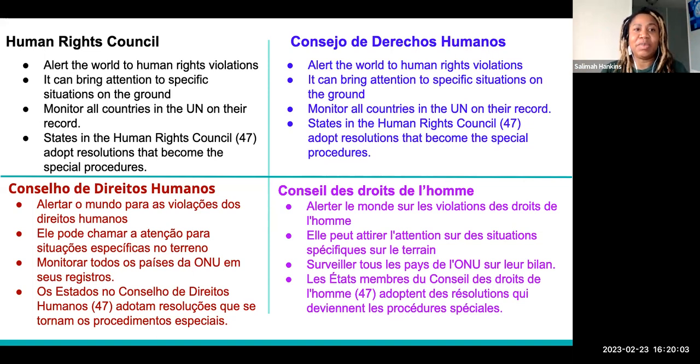It can alert the world to human rights violations, bring attention to specific situations on the ground, and monitor all countries in the UN on their human rights record. There are 47 countries in the Human Rights Council at a time, and every time they rotate, roughly a third of the countries are changed. They adopt resolutions that become special procedures. So they created the Special Rapporteur on Racism, the Special Rapporteur on Extreme Poverty, and the Working Group of Experts for People of African Descent. Just pausing for folks to read this too.